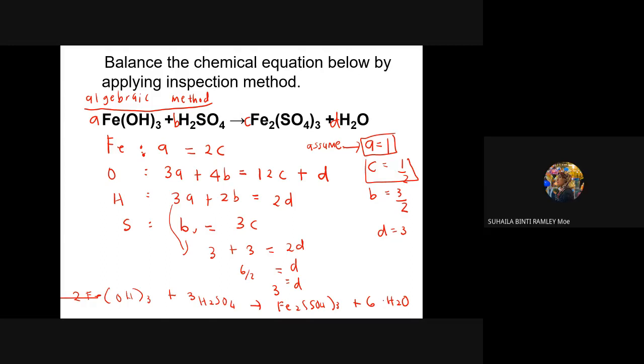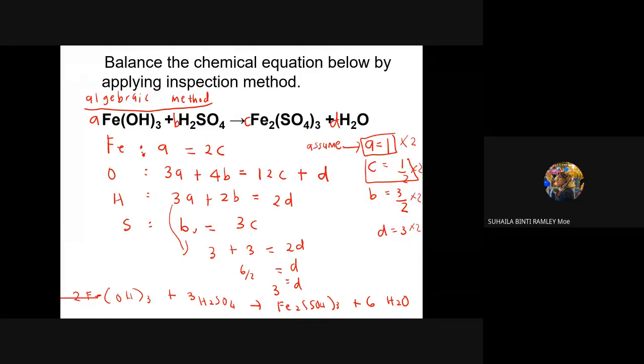Madam, salah kah? Yang A tu 1 kan? Okay. So Fe(OH)3 bukan 2 di depan. Fe(OH)3, betul lah. Sebab sekarang ni saya times 2 semua. Saya nak hilangkan fraction dia. Jadi saya times 2 semua. Okay, ngam kan? B jadi 3, so D is 6. Ngam, Madam, ngam.